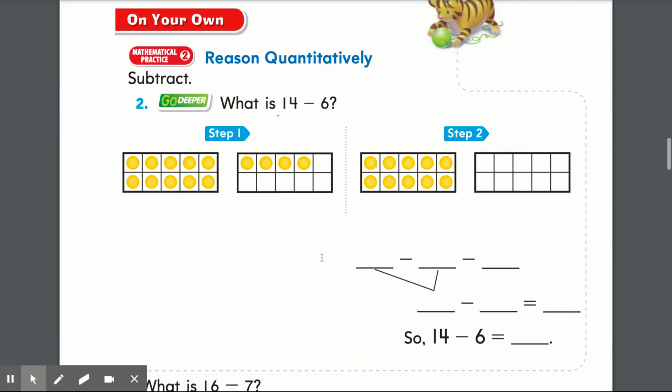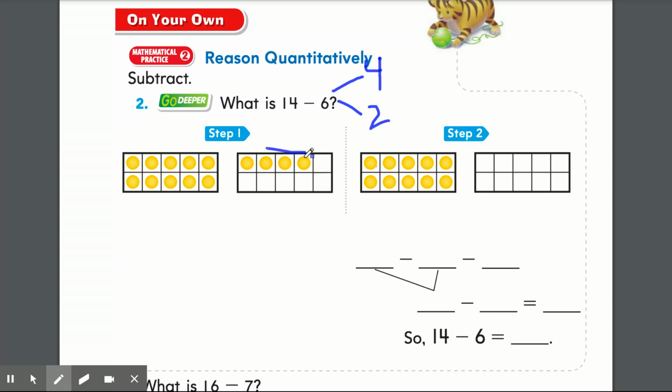Okay, so now we're going to do 14 minus 6. 14 minus 6. Okay, so the first thing that we need to do is think of how could we break apart 6 to make this easier? Well, notice there's 4 right here in this 10 frame, so I'm going to break apart 6 into 4 and 2. Okay, 14 minus 6. Notice I put 10 on the first 10 frame and 4 on the next 10 frame, so that's 14. I broke 6 apart into 4 and 2.